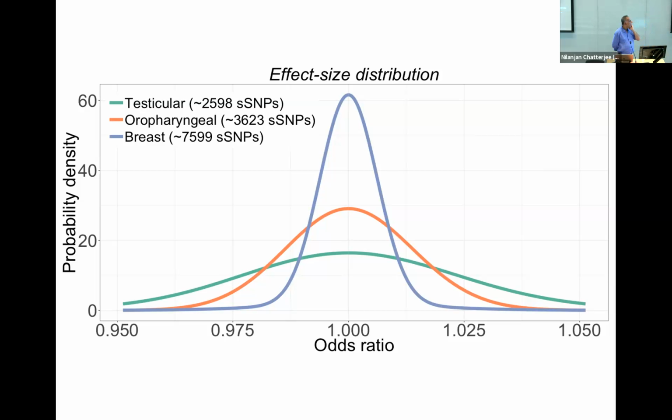Notice that testicular cancer has a very fat tail. And what does fat tail mean here? That means this is a cancer where there is a larger number of SNPs with larger effects compared to, say, breast cancer or oropharyngeal cancer. And these differences, though they may seem subtle, make a huge impact in terms of how big a sample size we'll need in the future to improve the performance of the polygenic risk score for these cancers.